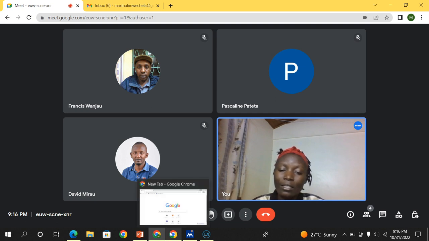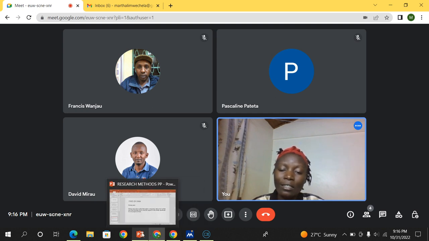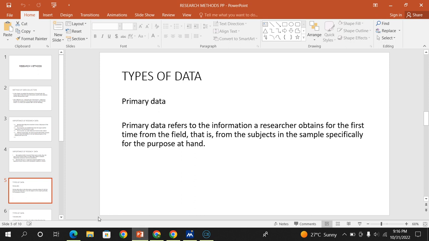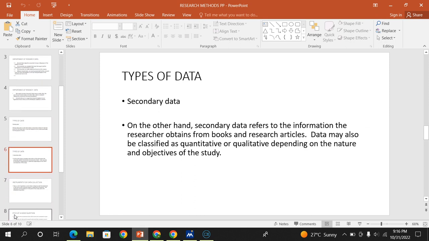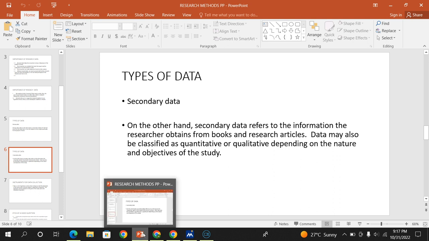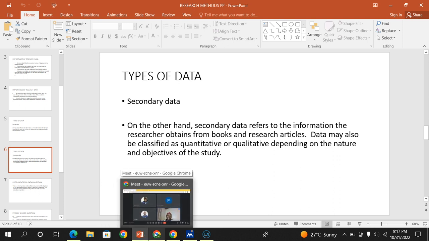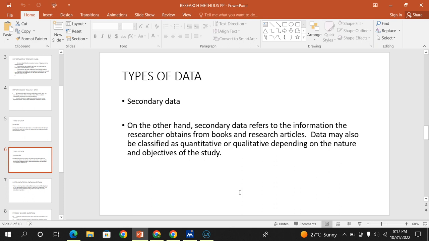Then the second type of data is secondary data. On the other hand, secondary data refer to the information the researcher obtains from books and research articles. In this case, you'll see that the researcher has to read books or interview someone else to be given the information. That's why we say secondary data is second-hand information.